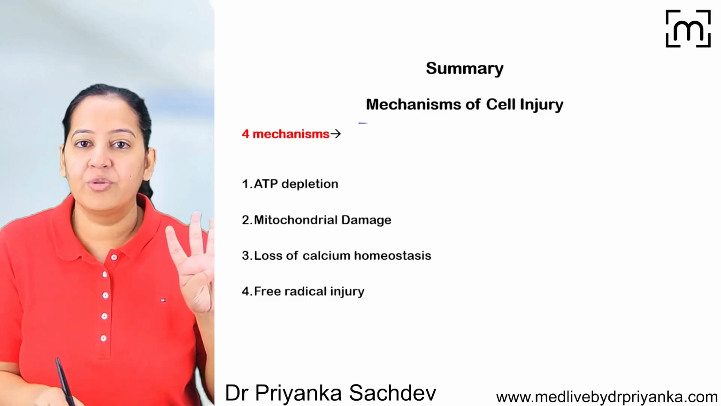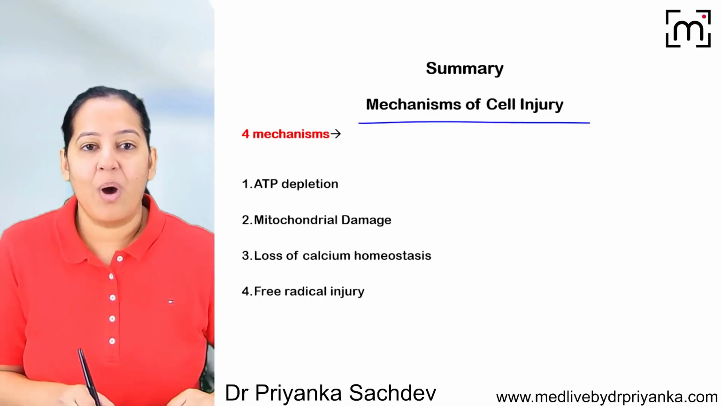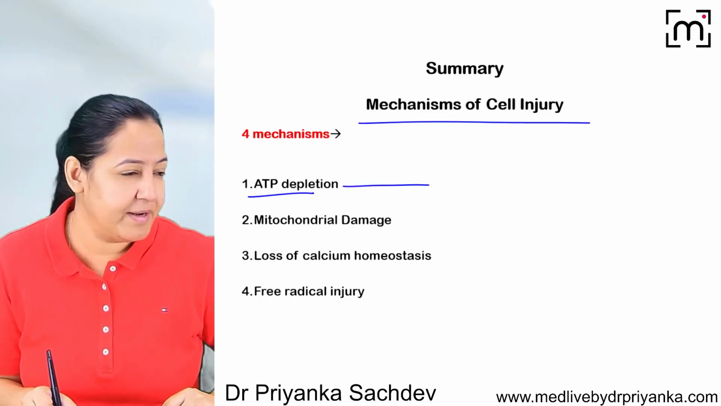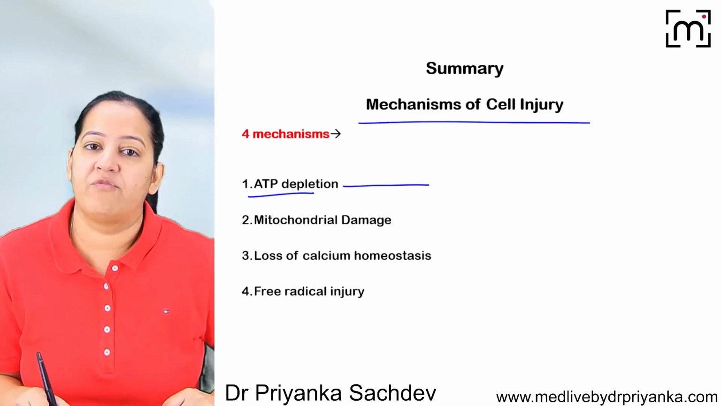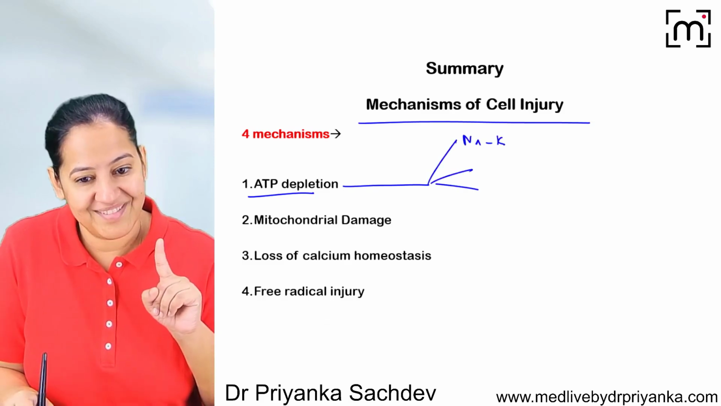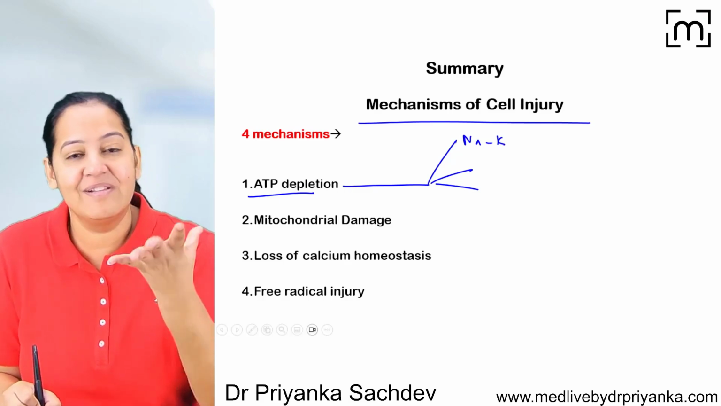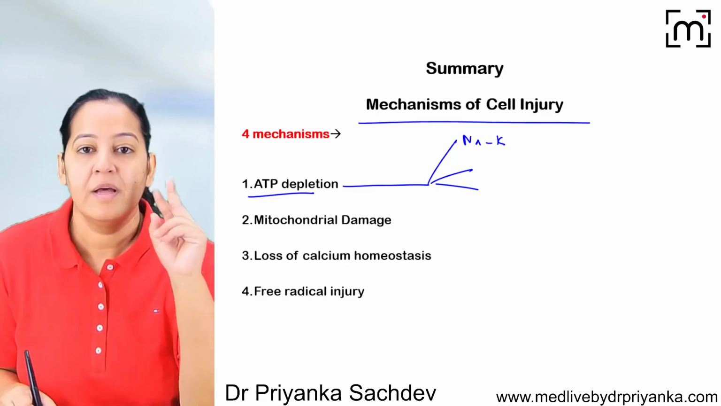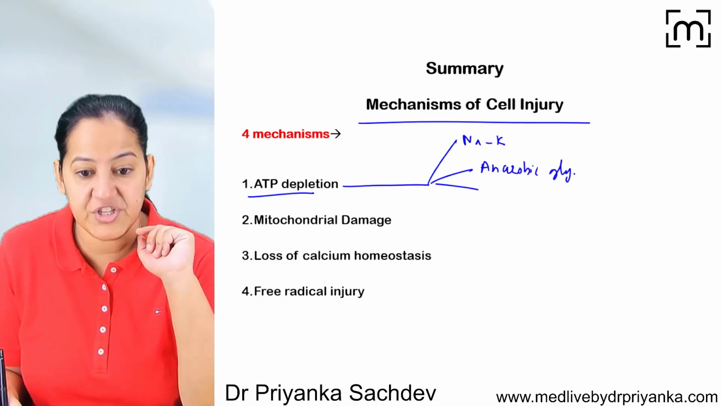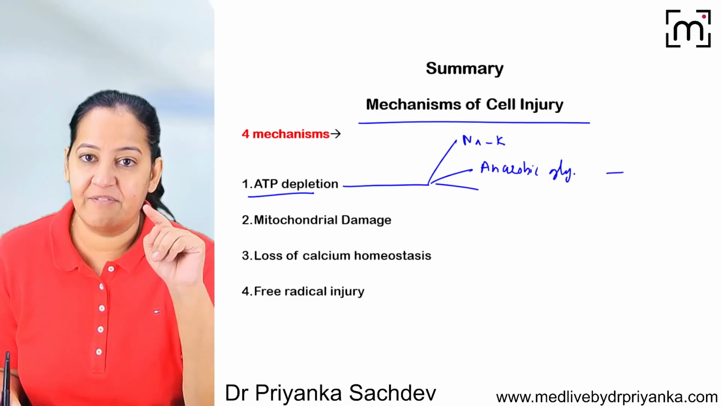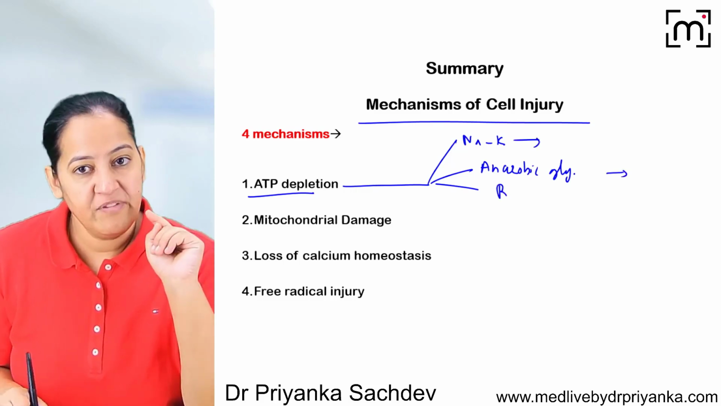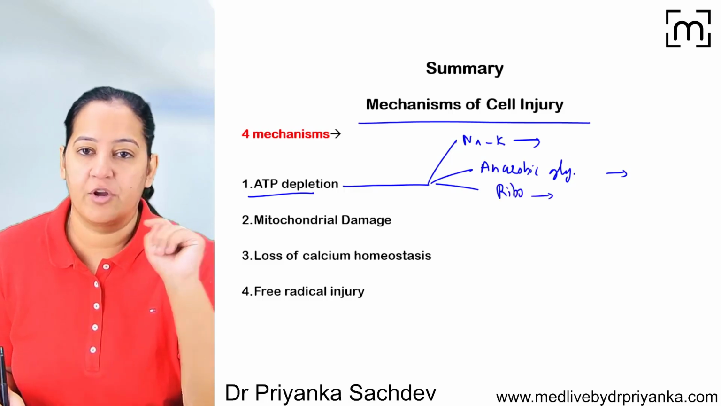So, the summary: I taught you the 4 mechanisms of cell injury. First, ATP depletion. Due to ischemia, the cell is not getting blood, the cell is not getting oxygen, so ATP is not formed. So 3 things will happen. Number 1, the sodium potassium pump will not function. So sodium will come in, water will come in, the cell will swell, endoplasmic reticulum will swell, blebs will form. The second thing, anaerobic glycolysis will take place, because of which the pH will fall. The pH will be acidic, that will cause clumping of the chromatin. And third thing, the ribosome will get detached from the endoplasmic reticulum, so no protein synthesis.